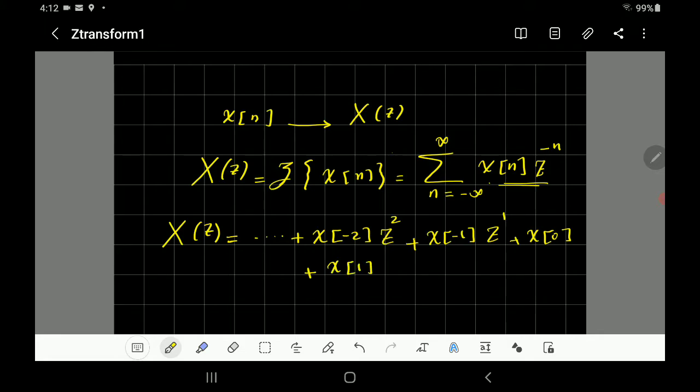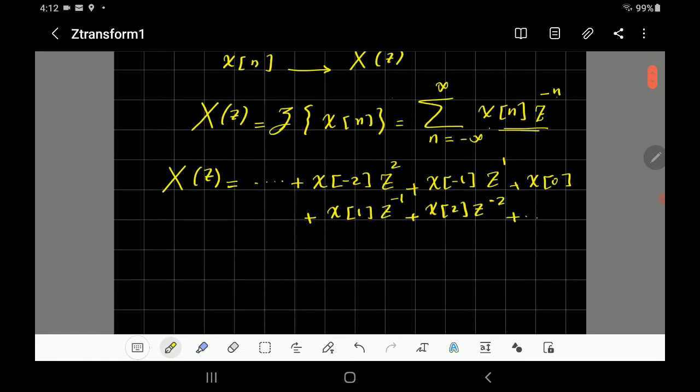Now I'm going to n positive. You put n equal 1, so it will be Z power minus 1, plus X of 2, Z power negative 2, and so on. So what you observe here is that's the value of the sequence at n equals negative 2 multiplied by Z squared. And that's the value of the sequence at n equal negative 1 multiplied by Z.